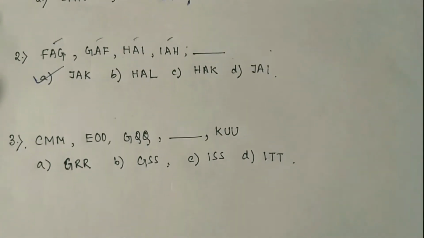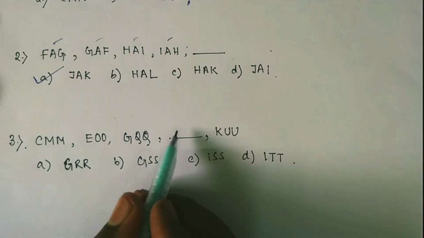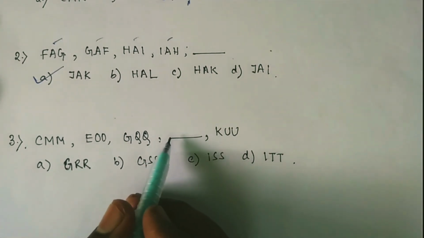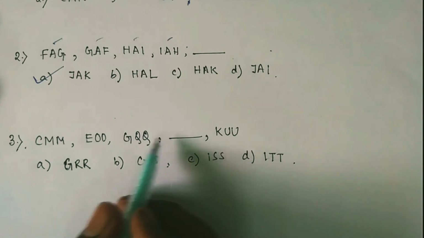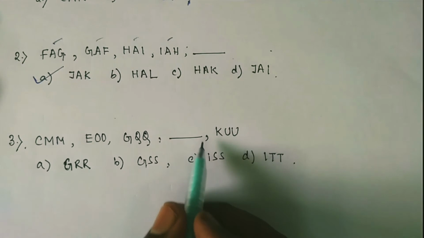In the third question, CMM, EOO, GQQ, and then it's blank, and then after that it's KUU, right? So what will be the answer? Here let us see what kind of order is there. The first letters are in alphabetical order with a letter skipped in between each segment, right? How? Like C, D is missing, E, F is missing, G. So here H will be missing, and I will be there. And after that J will be missing and K is there.